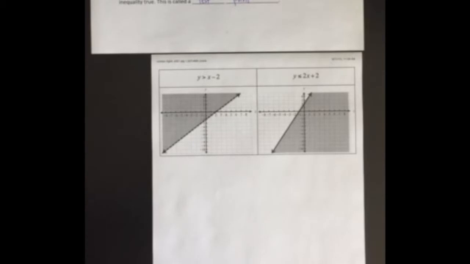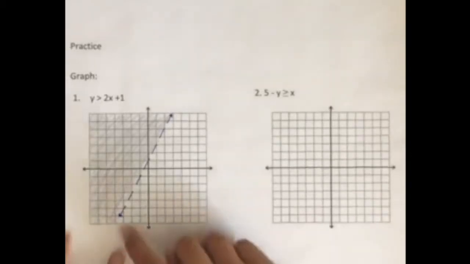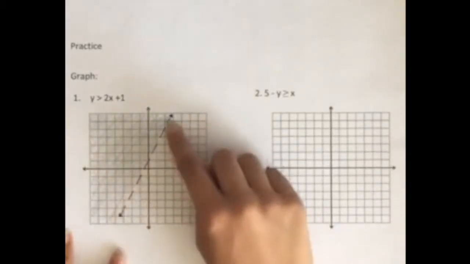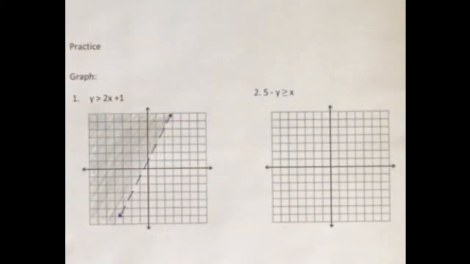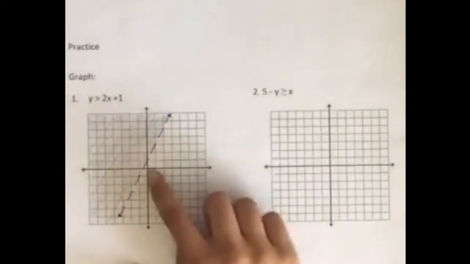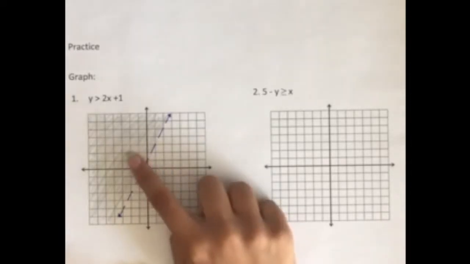To determine which half plane to shade, pick a point on one side and check if it makes the inequality true. This is called a test point. Now, let's practice. First, I graphed the boundary line for the inequality. I used a dashed line since it simply said greater than, not greater than or equal to. Then I tested a point not on the boundary line, for example, 0, and determined whether it was a solution of the inequality. It was not, so I shaded the other half plane.